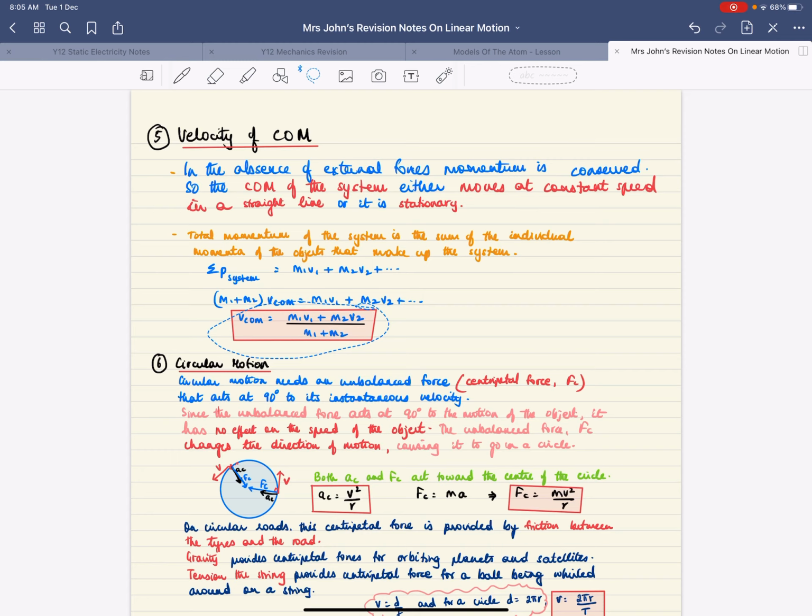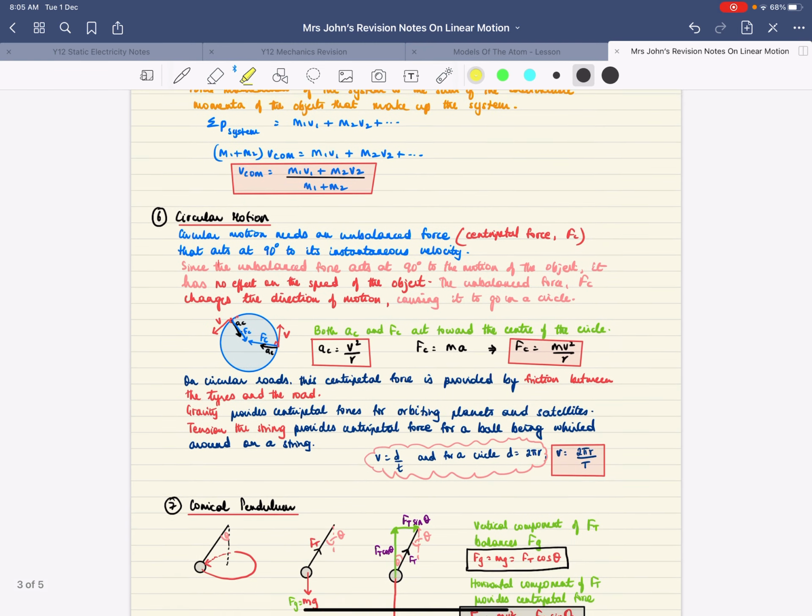What you need to know is that because momentum is conserved, the center of mass will move in a straight line at constant speed if it is moving, or if it's not moving, it's going to be stationary. Then let's move on to circular motion.